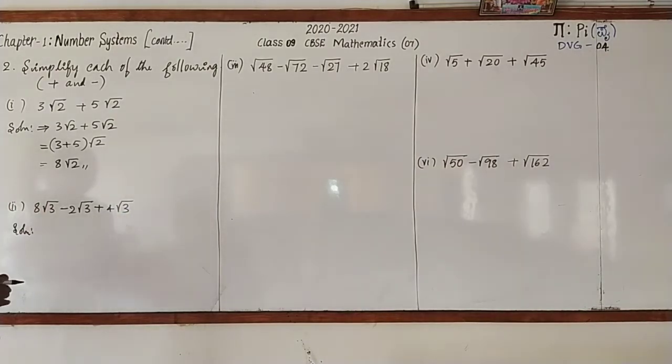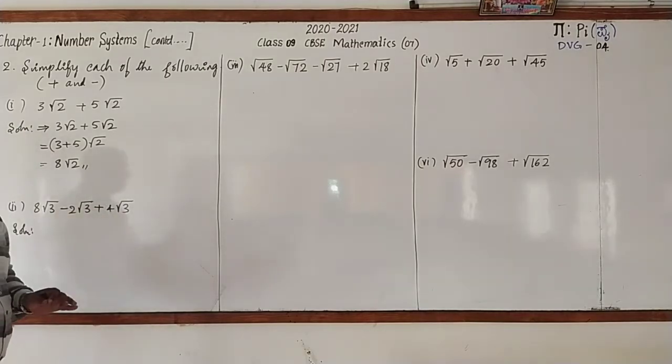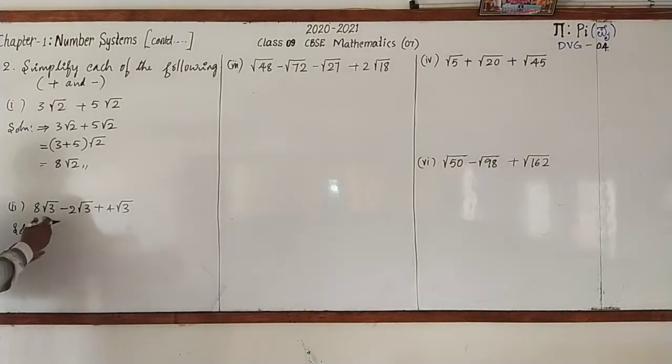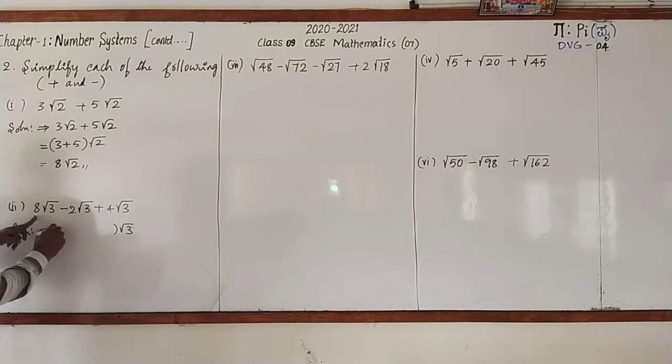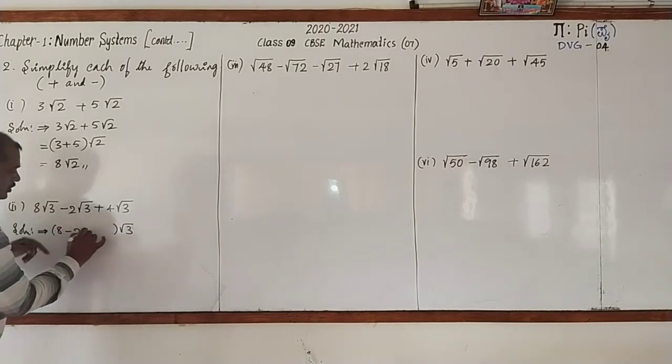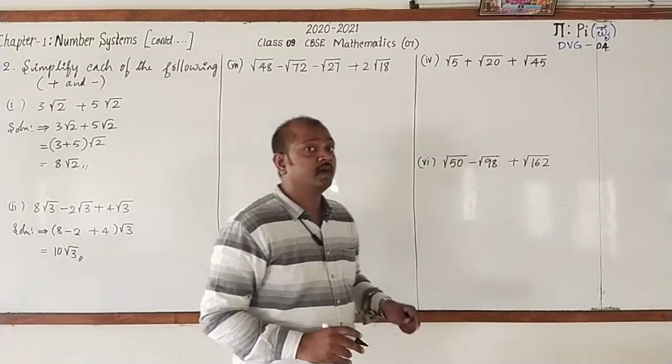Here also I have taken the root numbers. Square root: 8 root 3 minus 2 root 3 plus 4 root 3. Are they like or unlike? Yes, they are also like surds. Same order 2, same radicand 3. Hence I can take root 3 as common factor. Then remaining 8 minus 2 plus 4. What is 8 minus 2? 6. 6 plus 4? 10. 10 root 3.